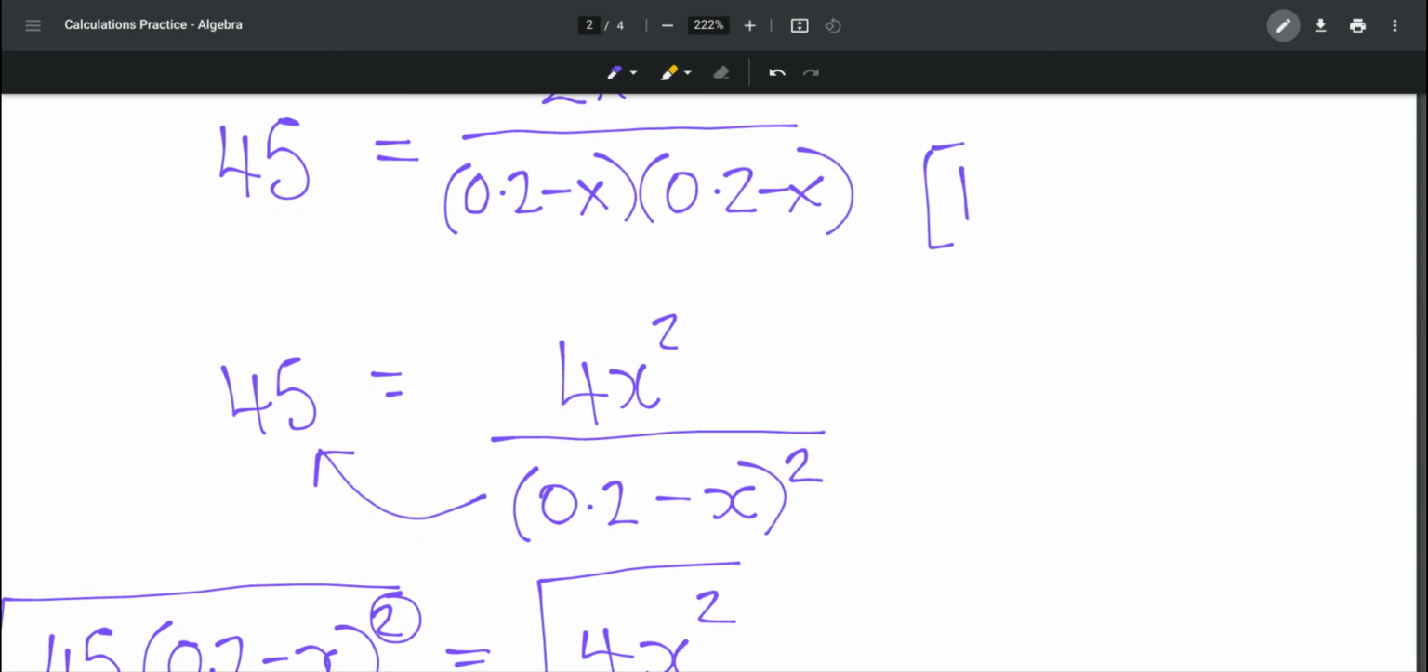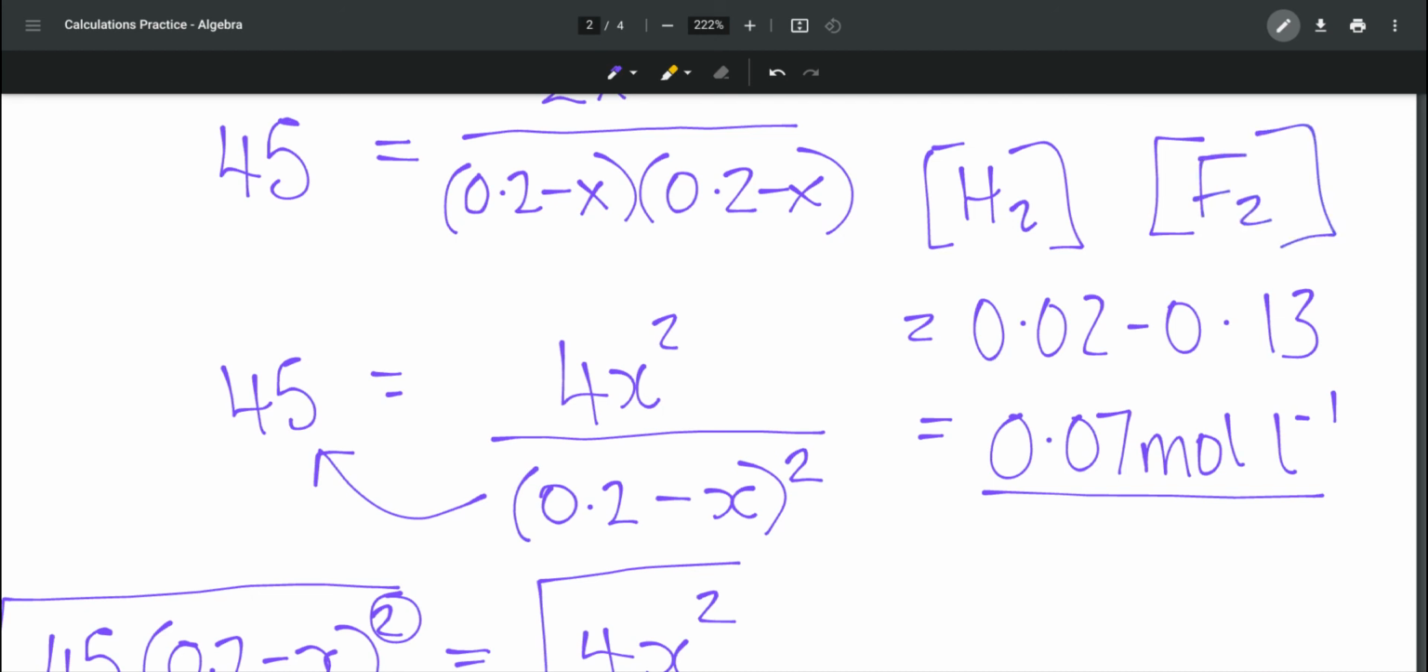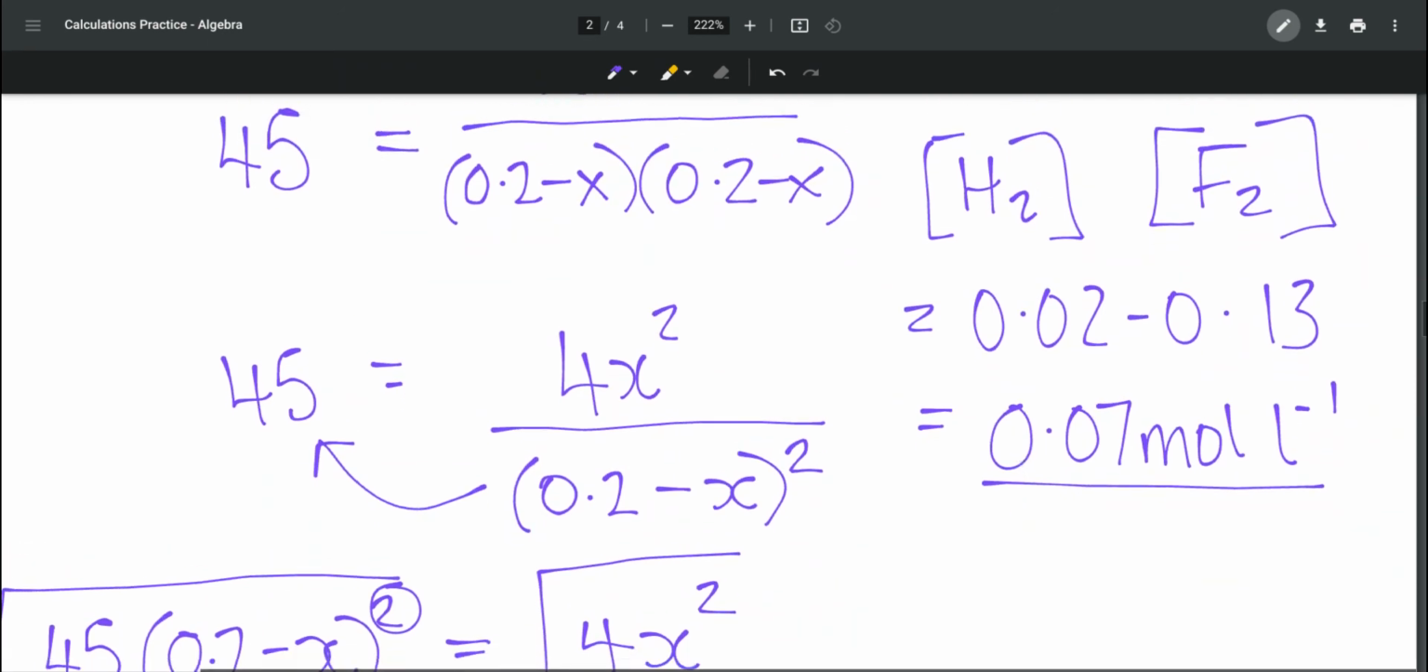So H2 equals 0.02 take away 0.13, and that gives us 0.07 moles. We have a litre vessel, so that means the concentration is 0.07 moles per litre. The exact same is true for the other reactant, which was F2. We'd have 0.02 take away x. Now we know that x is 0.13. That's the exact same sum, so we end up also with 0.07 moles per litre.